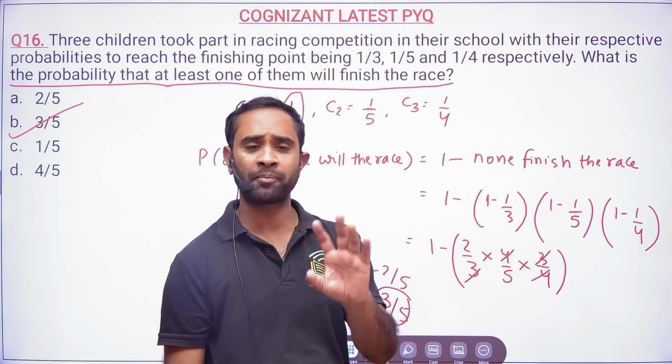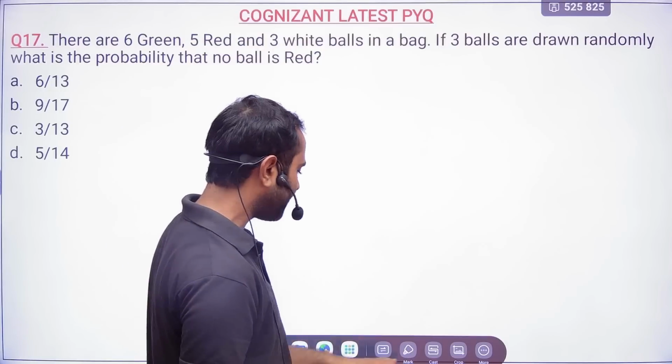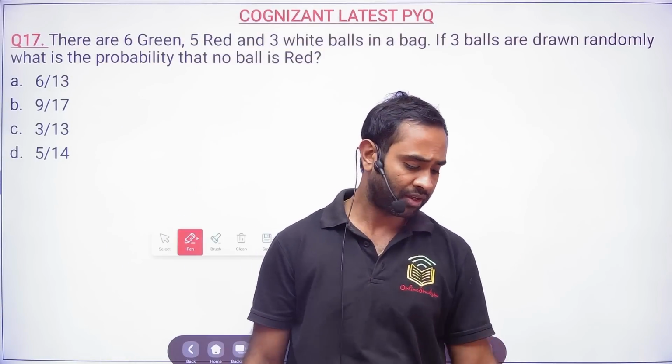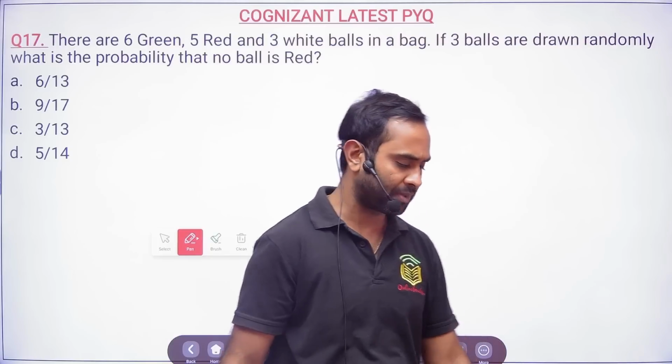Another 9 problems we have to solve. Question number 17 is a question from the topic probability. The previous one, 16, was also from the topic probability.